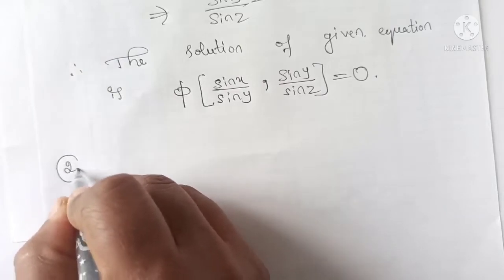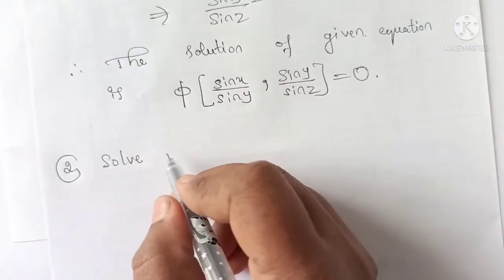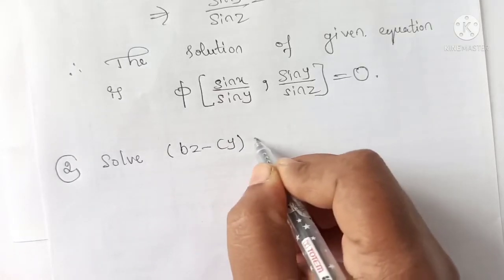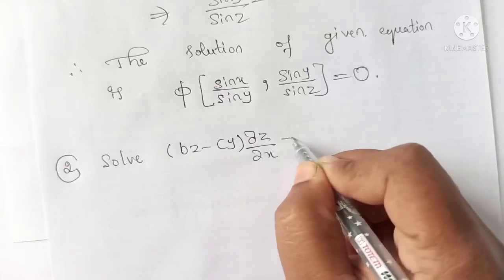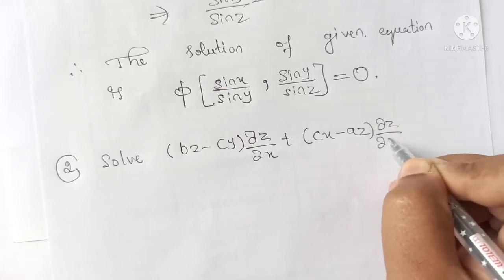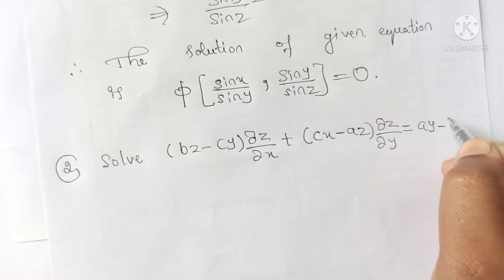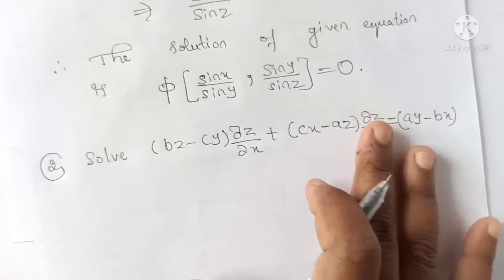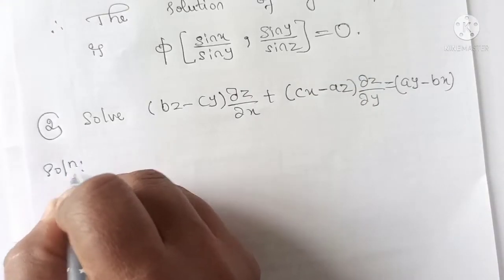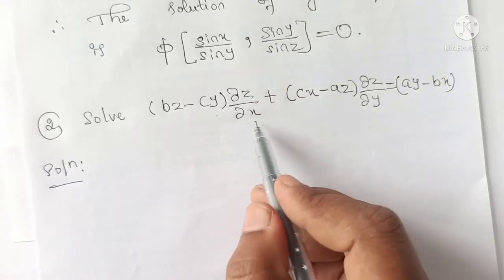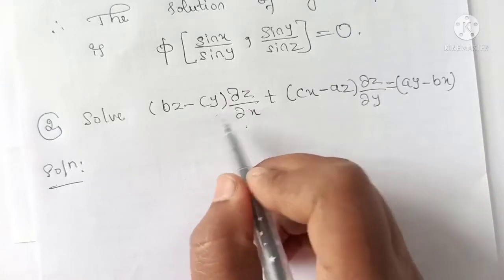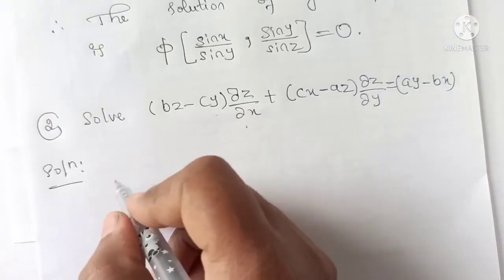So next question, solve (bz minus cy) dou z by dou x plus (cx minus az) dou z divided by dou y equals ay minus bx. So this is the next one. Here dou z by dou x is nothing but small p, and this is small q. So it is also in the form of a linear differential equation, that is Lagrange's linear equation.